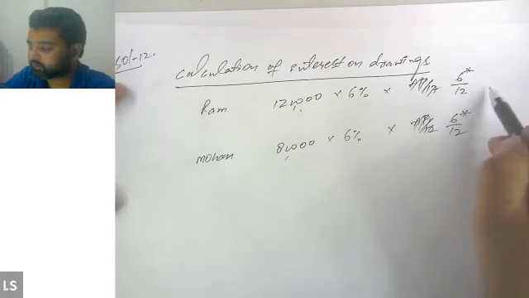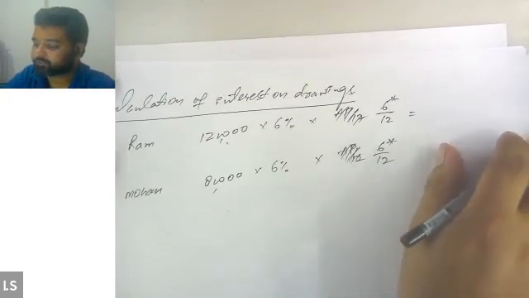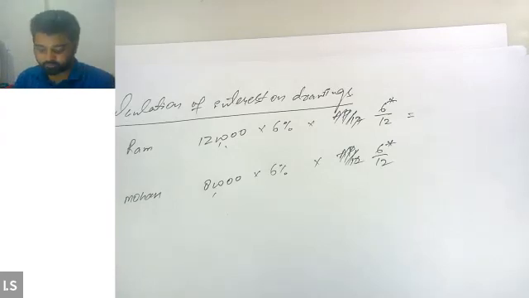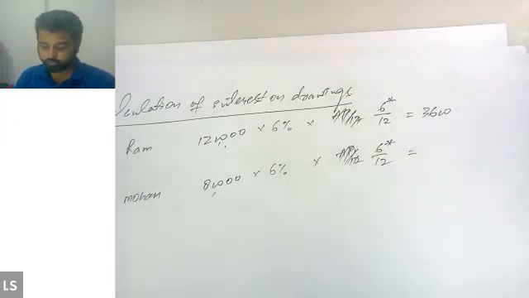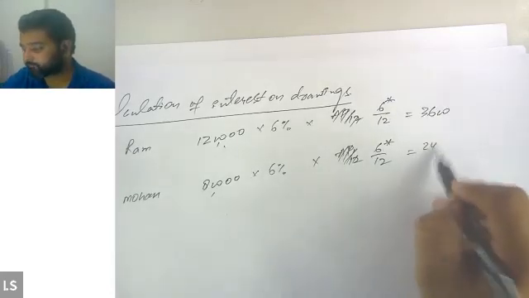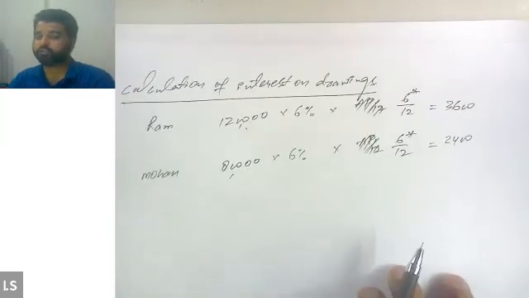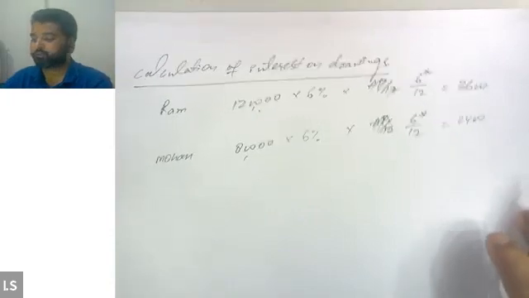Now we can calculate interest. So 6% on 1,20,000 will be 7,200. Let me just calculate. 1,20,000 into 6%, divided by 12, into 6, so 3,600 will be the interest on drawing for Ram. And for Mohan, it will be 80,000 into 6% divided by 12 into 6, so 2,400. So this is the calculation of interest on drawing in respect of Ram and Mohan.